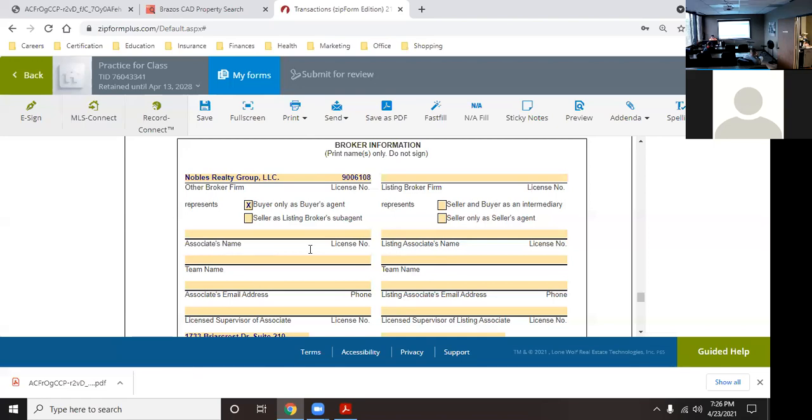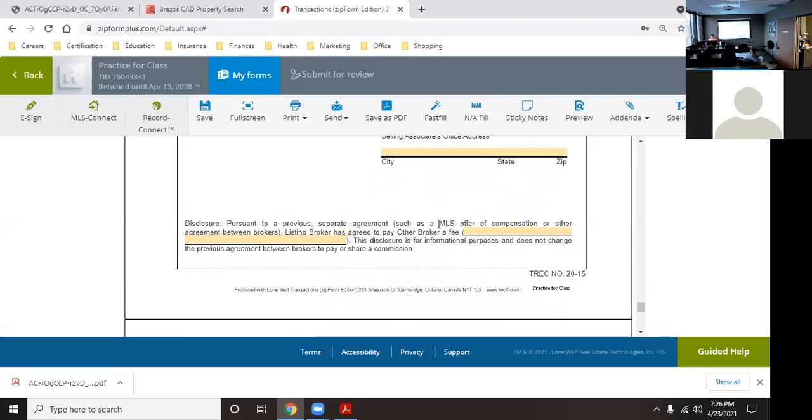But this is where you would have your information along with, at this point, I might not know it. If I do know it, like I found it on the MLS or whatever, I can put in whatever Aiden, his agent's company is. I can put in that real estate company. You probably wouldn't know their license number offhand, but this would be something that you would have them fill out when they receive the contract.